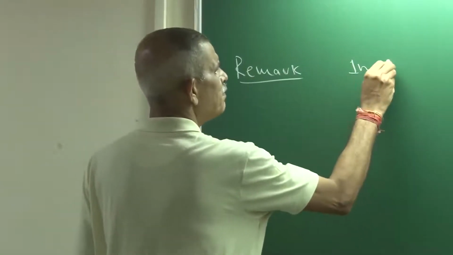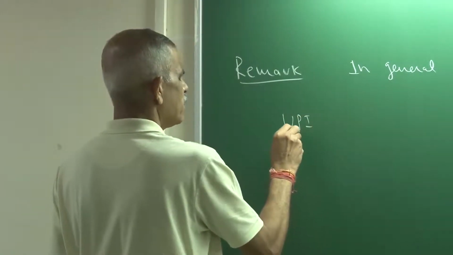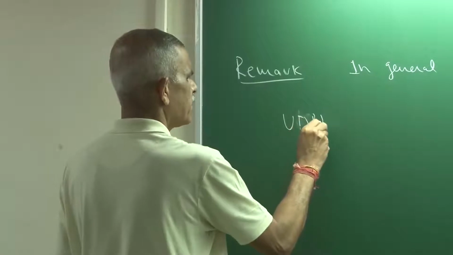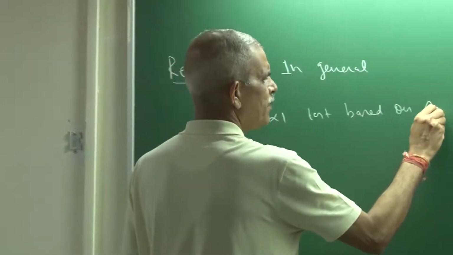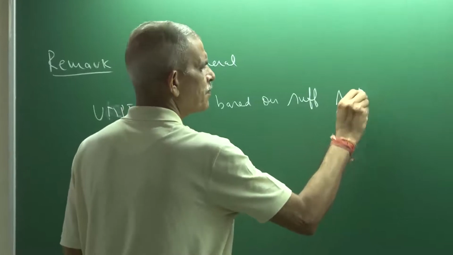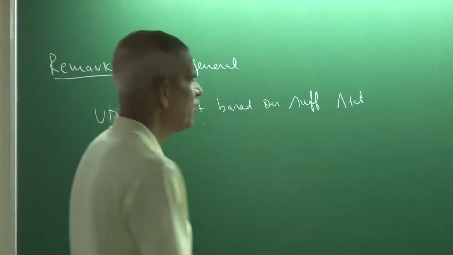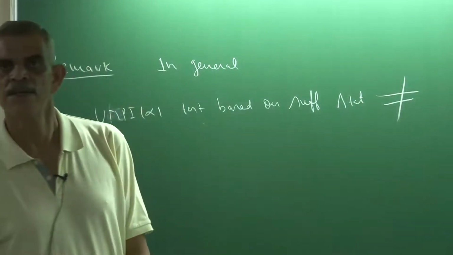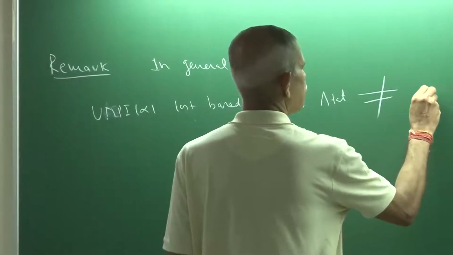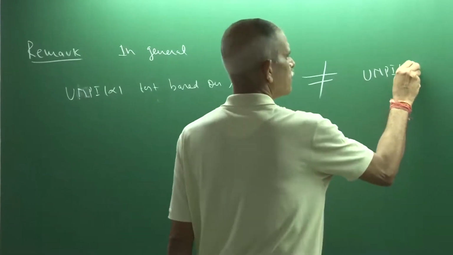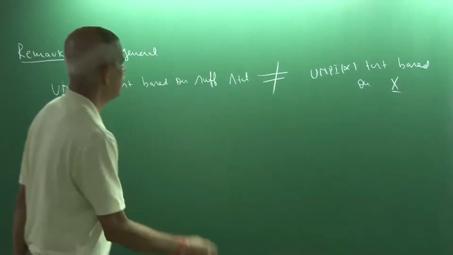So in general, the UMPI alpha test based on a sufficient statistic, that means I first consider sufficiency and then consider an invariant test based on that, is not the same as the UMPI alpha test based on the whole data. You can write minimal sufficient when I say sufficient.